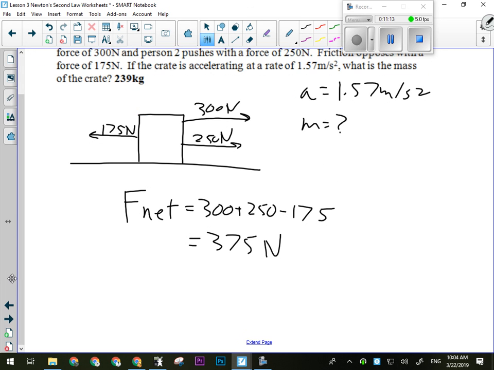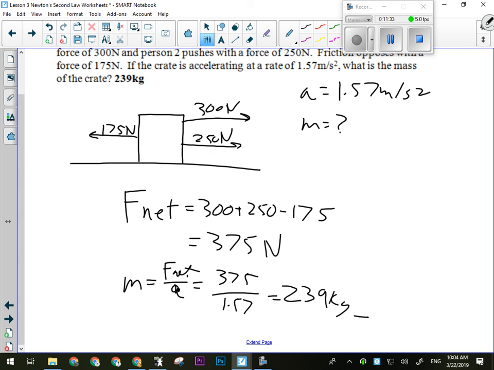Okay, so now I want to find the mass. Actually, direction doesn't matter here because mass is scalar, right? It doesn't have a direction. So, all right, so mass is going to equal then F net divided by acceleration. Okay, so our 375 divided by 1.57, and that'll get us our 239 kilograms. Okay, everybody all right with that? Okay.